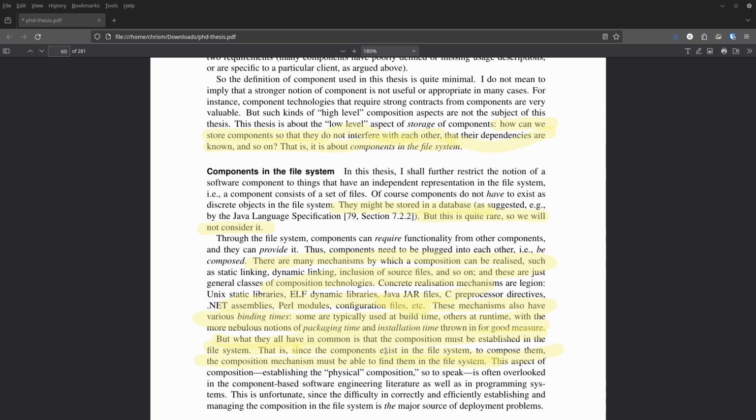I shall further restrict the notion of a software component to things that have an independent representation in the file system. A component consists of a set of files. Of course, components don't have to exist as discrete objects in the file system. It might be stored in a database, right? Like Smalltalk. But this is quite rare, so we won't consider it.